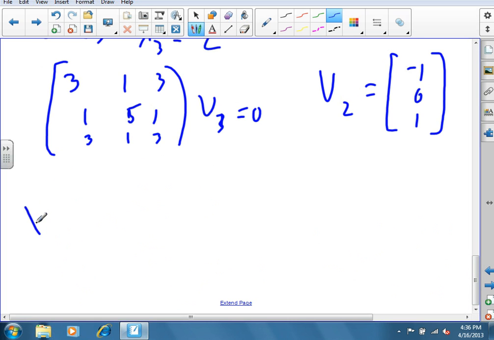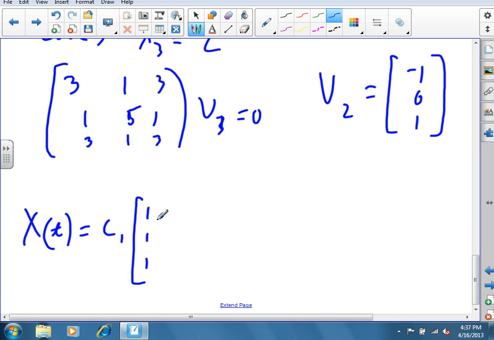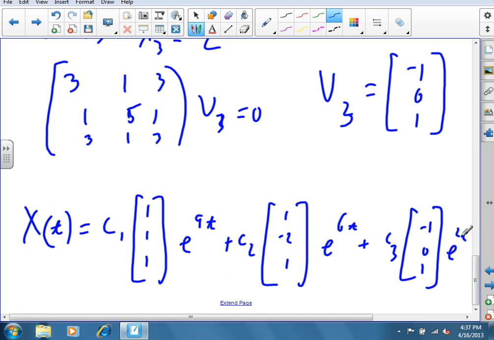All right, so x of t equals C1 times the vector 1, 1, 1 e to the 9t plus C2 times 1, minus 2, 1 e to the 6t plus C3 times minus 1, 0, 1 e to the 2t. And I would imagine that checks with the back of the book, and that would be okay too.